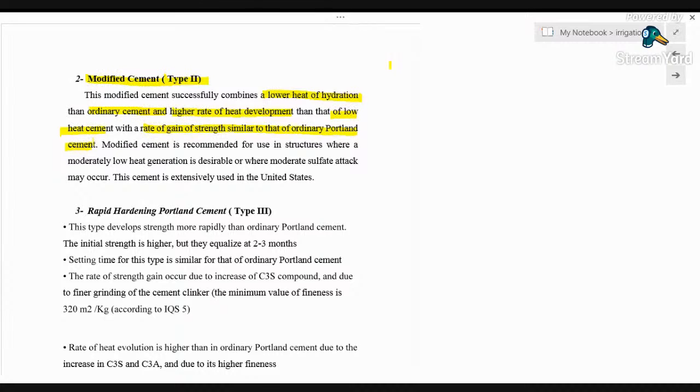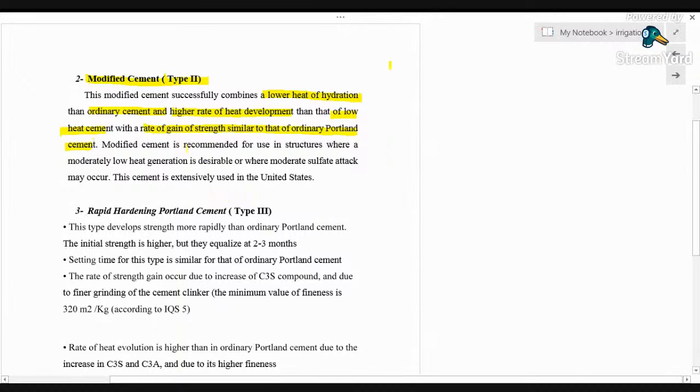What is low heat cement? I will tell you in the next slides. But the rate of gaining strength of this cement is similar to the ordinary Portland cement. Okay. So where will you recommend this modified cement, the type 2 category?